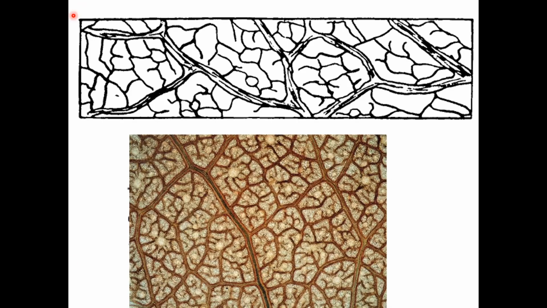Here they have the demonstration for determination of vein islet number. These are 4 contiguous millimeter squares. We calculate the number of vein islets in these 4 millimeters and then divide by 4 to obtain the value of vein islet number.